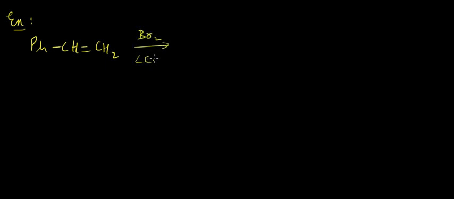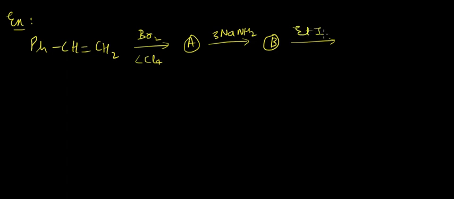Okay, so let's say we have this example wherein we have this compound. This undergoes reaction with Br2 in presence of CCl4 to form product A, which becomes the substrate for this reaction. 3 moles of NaNH2 are passed to form product B, and again EtI is passed on product B to form product C.